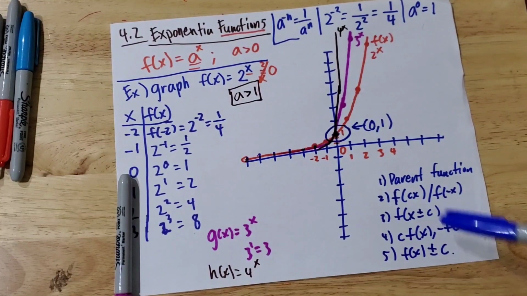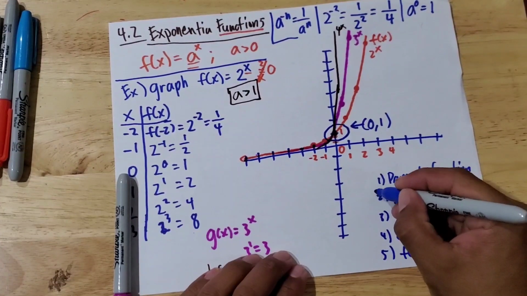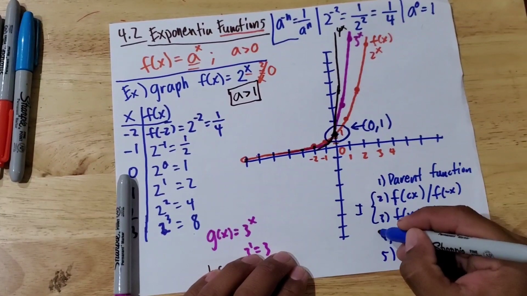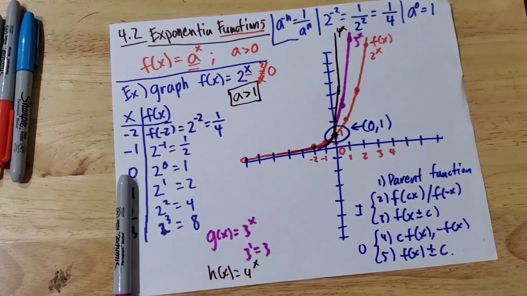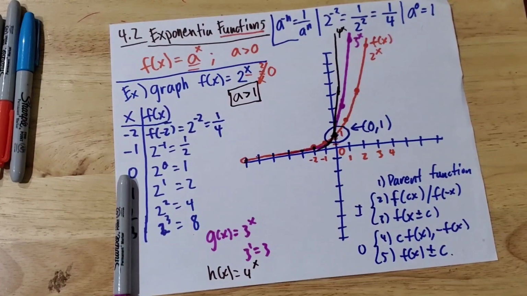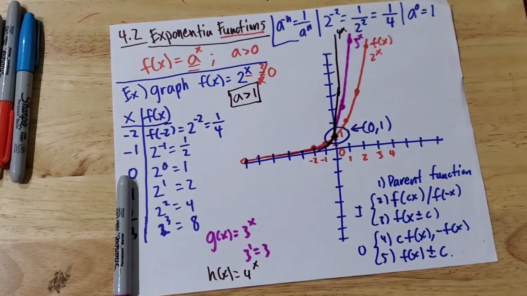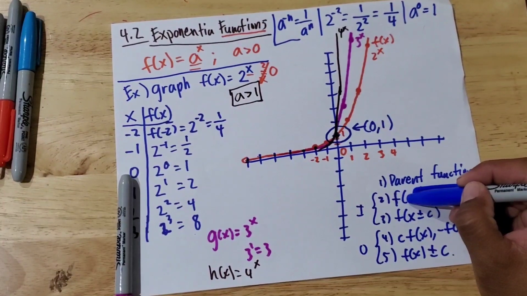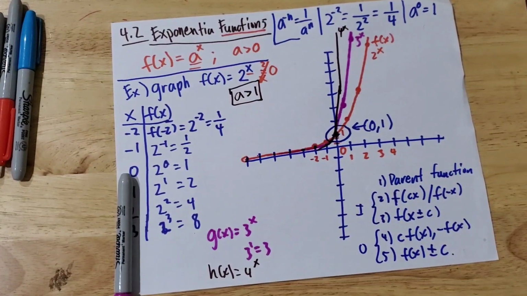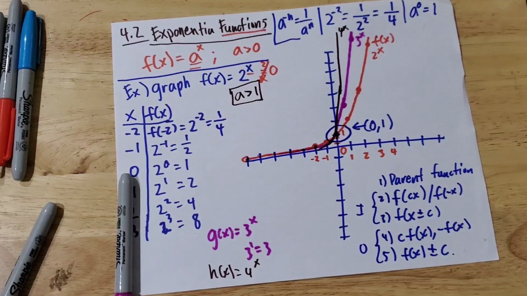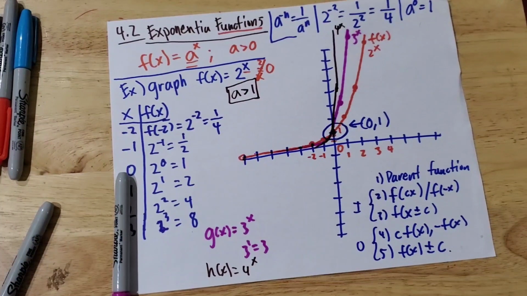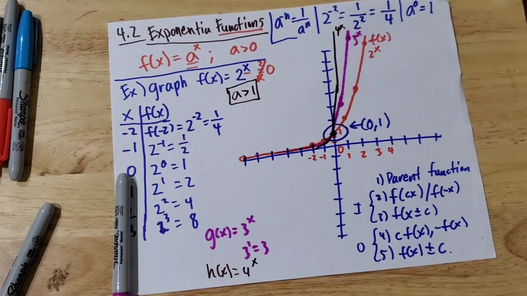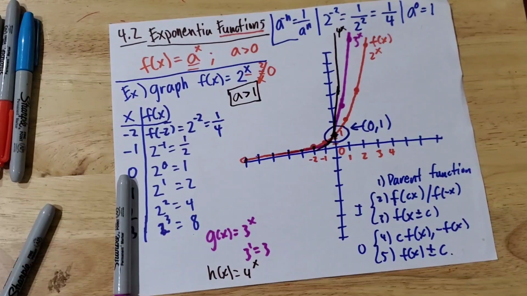So, and remember, when you're working inside, that's the inside part. This is the outside part. The first one is just looking for the parent function. And remember, inside behaves opposite of what you think it should do. So a number bigger than 1 actually does a horizontal shrink. Bigger than 1. If it's in between 0 and 1, it actually does a horizontal stretch.